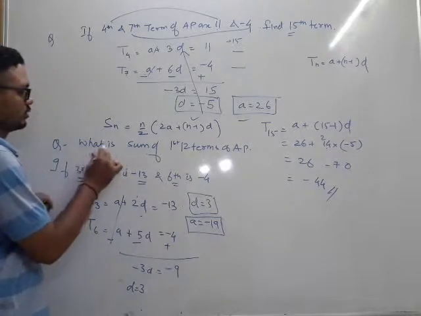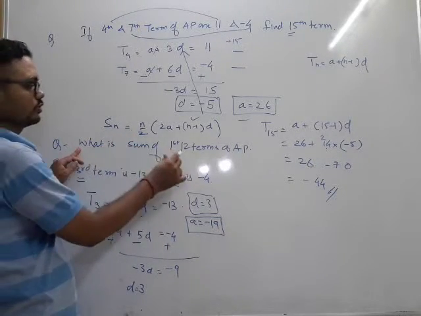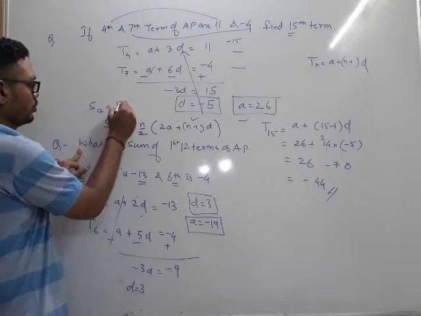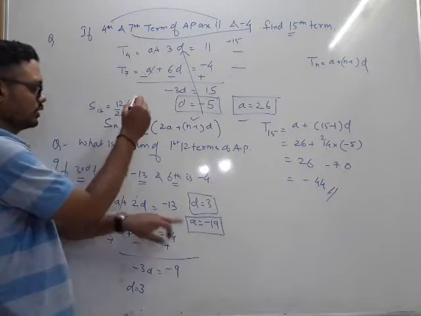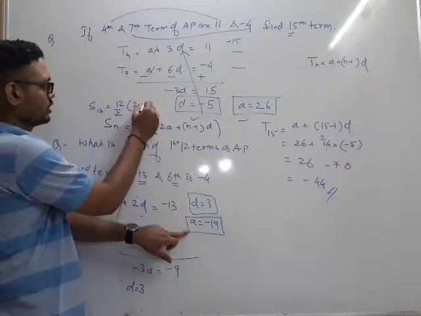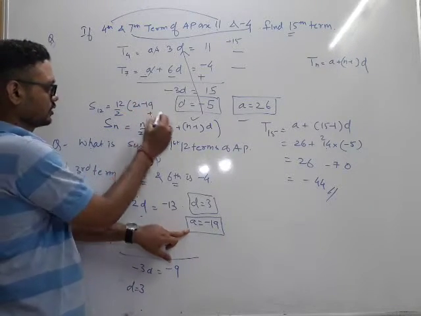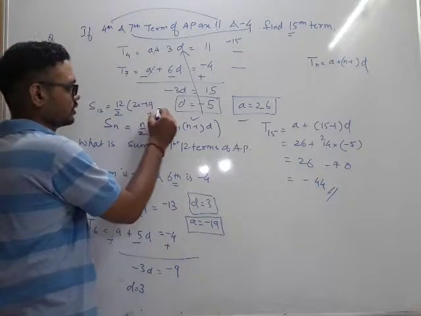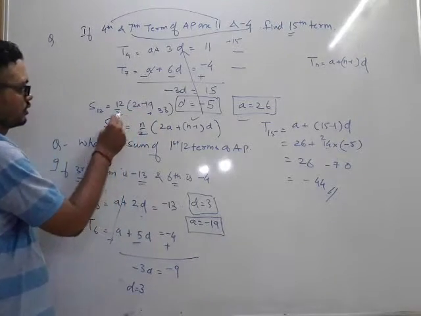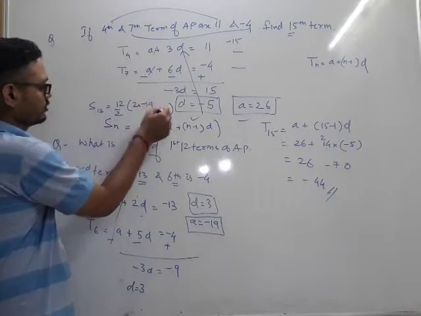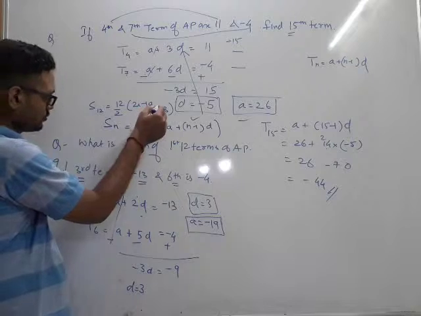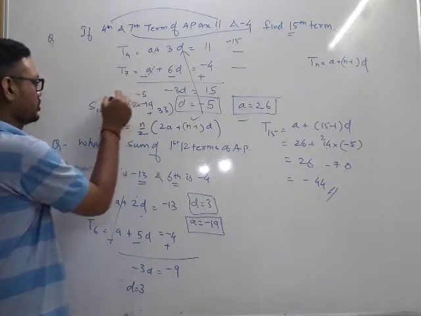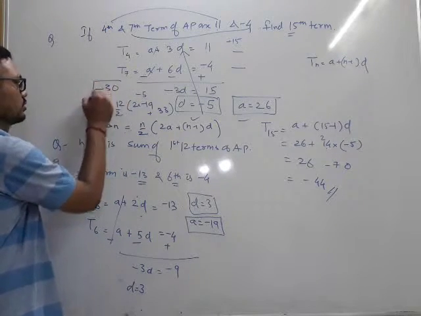What do I need? Sum of first 12 terms, S12, is 12 by 2 into 2 into a, 2 into minus 19, plus n minus 1, which is 12 minus 1, 11 into d, which is 33. Solve it. Minus 38 plus 33 is minus 5. Minus 60 by 2, minus 30 is the answer.